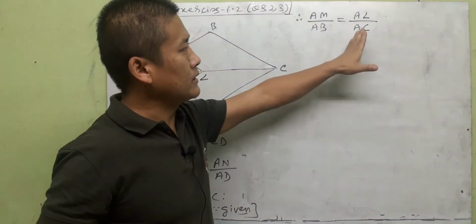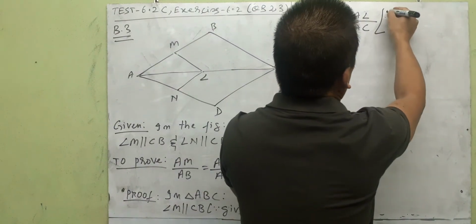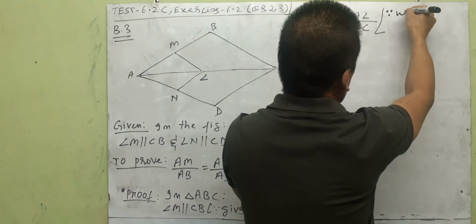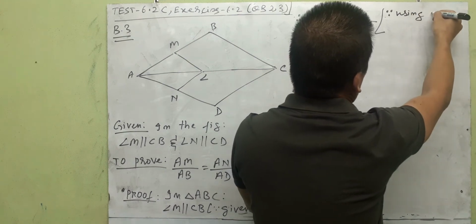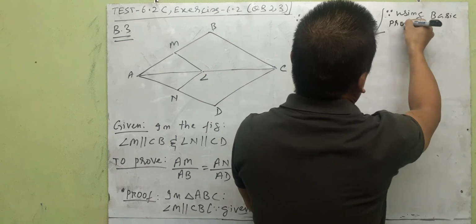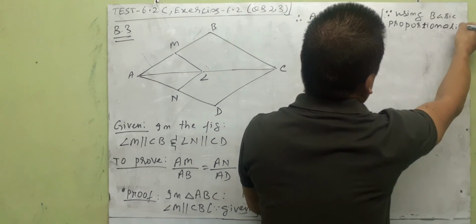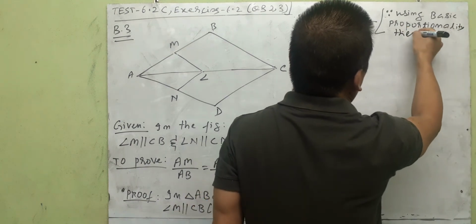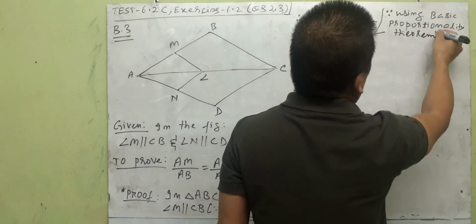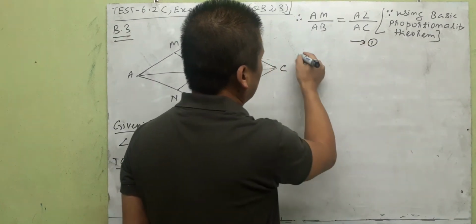Corollary means this theorem is taken out of the main theorem. So if it's a corollary, then you can just write the main theorem as the reason using basic proportionality theorem. So you can just use the same theorem as the reason. Okay, let us keep this one as equation 1.